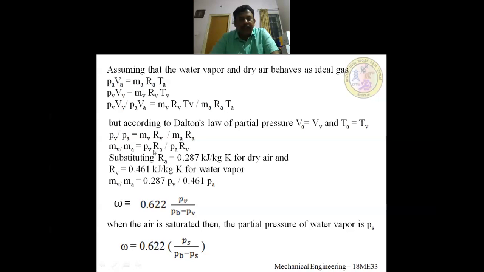Understood? So here PV RA by PA RV is there. You know RA is 0.287 for dry air, whereas RV is nothing but 0.461 kilojoules per kg Kelvin for water vapor. You have to remember these values of RA and RV. RA you know is a standard value, and RV you have to remember. Just put it in the equation for RA and RV and simplify. You are going to get mV by mA, as written, RA by RV, which becomes 0.287 PV by 0.461 PA.